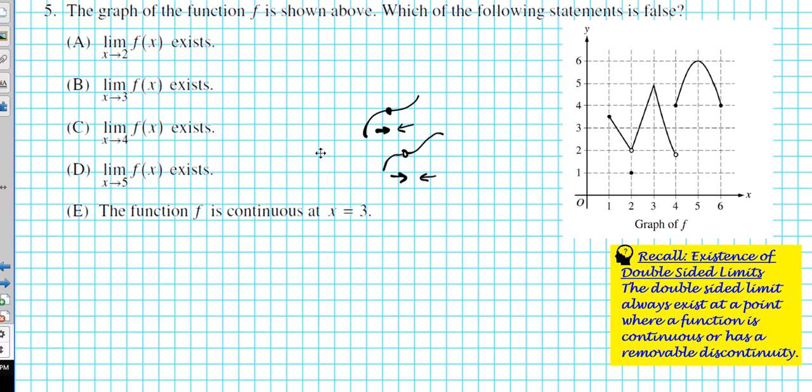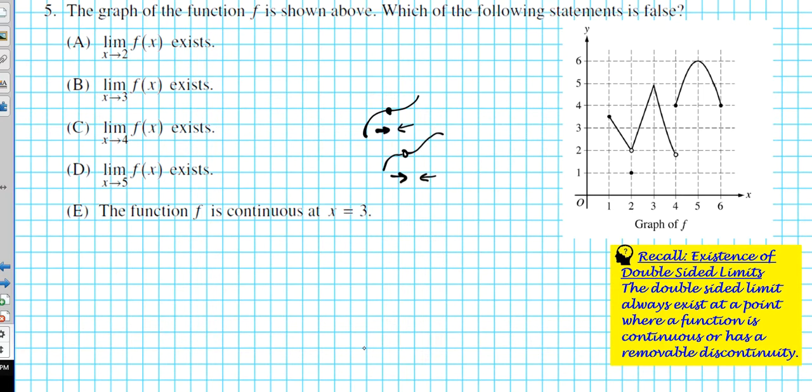So what we're going to do is take a look at option A to D. They all have to do with the existence of limits. Since the problem asks us for which statement is false, let's see if maybe one of these limits is non-existent. Okay? If we do not find the answer here, we can take a look at option E and do the test for continuity.